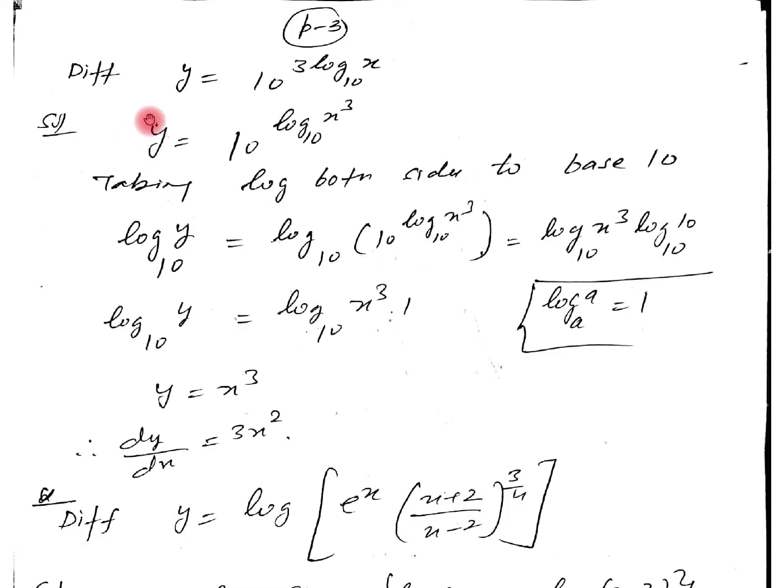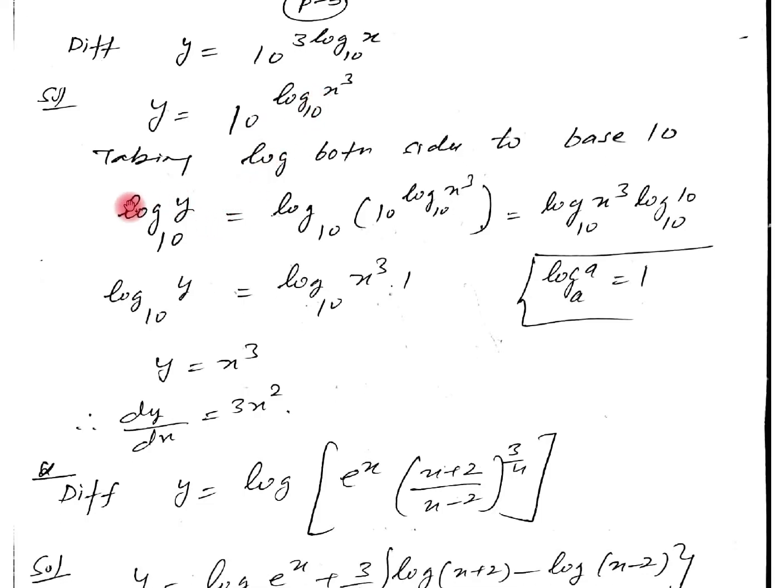Now the question is, we have to differentiate y equal to 10 raised to power 3 log of x with the base 10. Now it can be written as y equal to 10 raised to log of x cube with the base 10. This power 3 can be written here by using the third law of logarithm. Now again here our variable is the power of 10.